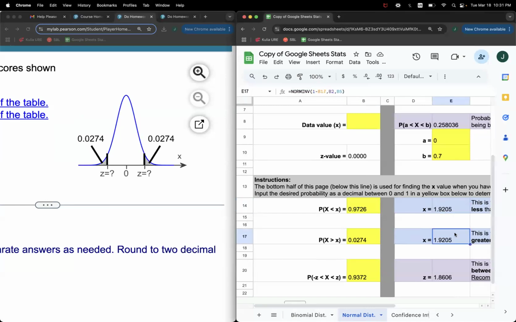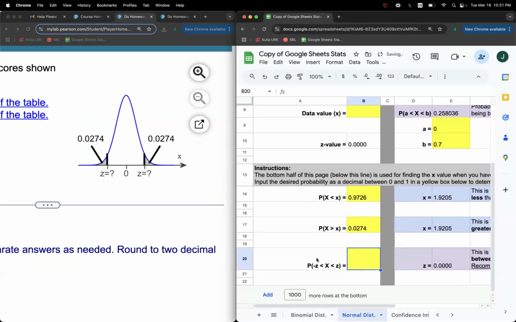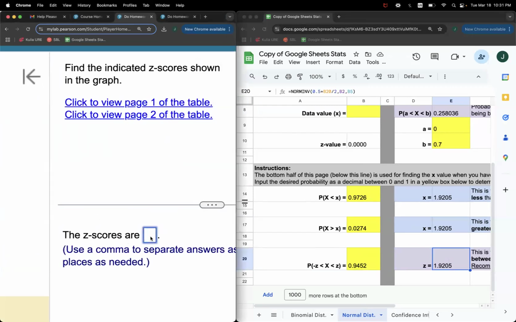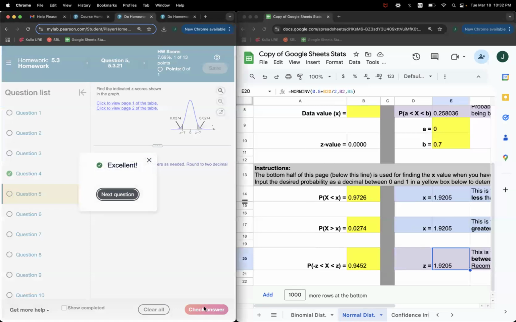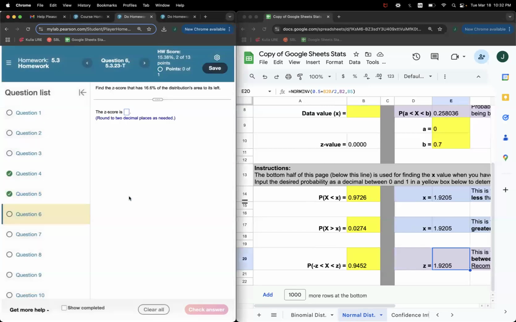Okay, for completing this one, we do it 3 ways. Let's do it over here too. So let's say I wanted to know what is this region in the middle. That's 100% minus these two little tails, right? So I could think of that as equal to 1 minus 0.0274 minus another 0.0274. I get 0.9452. That's this white region in the middle. And again, see the z-score is the same in all 3 cases. Okay, so what are my z-scores? I got two, one negative 1.92, and positive 1.92. All right, let's check if we're correct. And yes, we are. Okay, that takes care of the requested questions from 5.3.